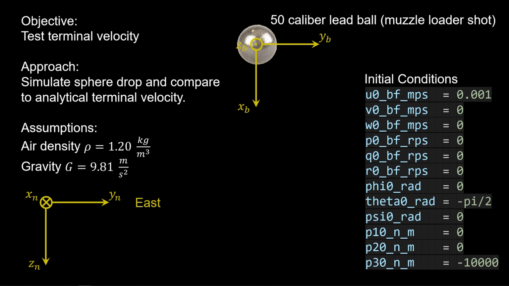For the initial condition, while we have a precaution in our code that allows us to set U to 0 initially to avoid division by 0 for angle of attack, an alternative is to set U to a small value. The pitch angle is minus 90 degrees. And this points the x-axis down for reasonable angle of attack and angle of sideslip computations. We set the initial altitude to 10,000 meters or about 33,000 feet.